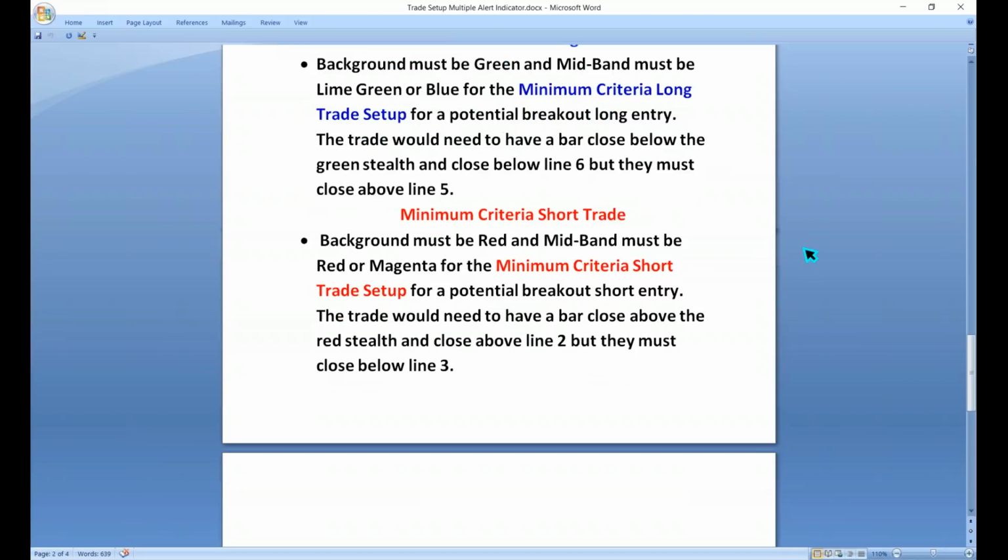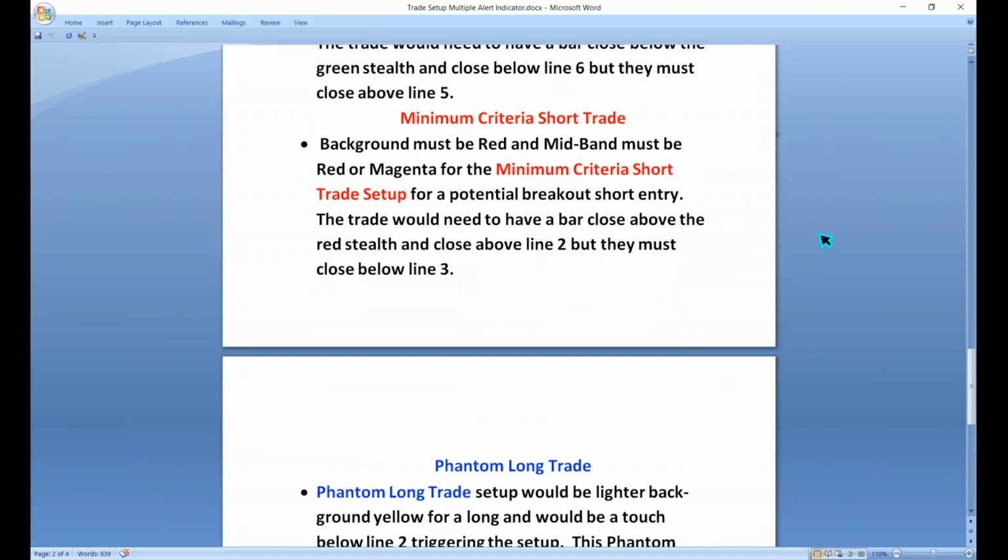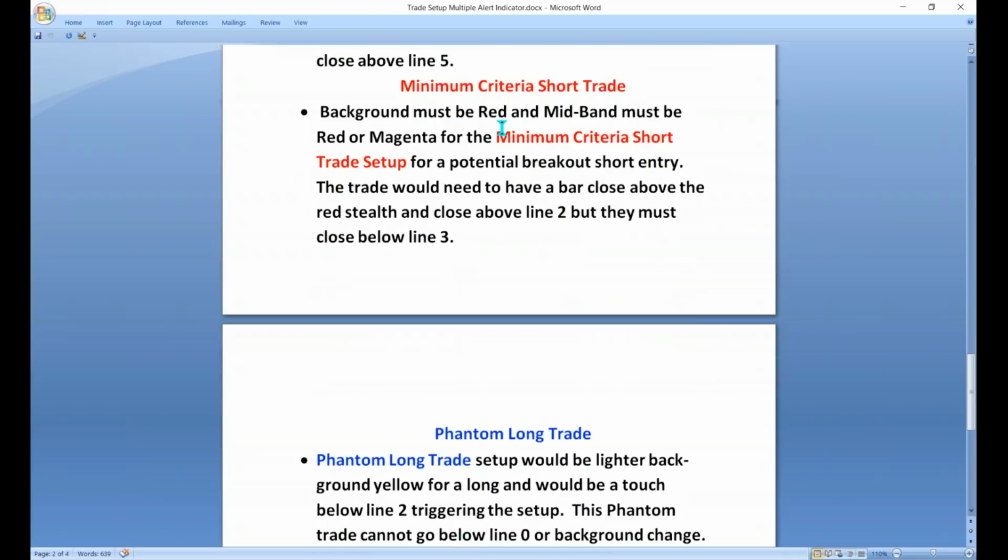Okay? The minimum criteria short trade: the background must be red, and the mid-band must be red or magenta for a minimum criteria short trade setup, and we'll show several of those today. For a potential breakout short entry, the trade would need to have a bar close above the red stealth and close above line 2, but they also must close below line 3. Okay, or it would be considered more of a box in near midband, right?